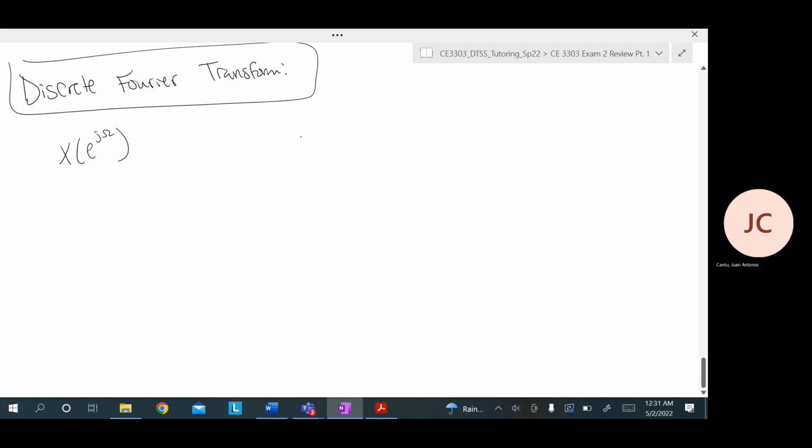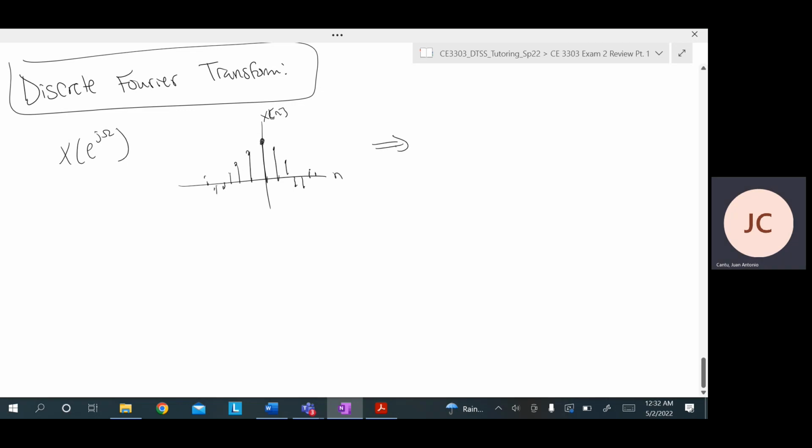Okay, so for instance, if we had a sinc discrete function, this is x of n. We take the DTFT of it, and we end up getting this block, basically. This is omega. This is the magnitude of our DTFT. So as you can see, it's a continuous signal. It's not a discrete signal.